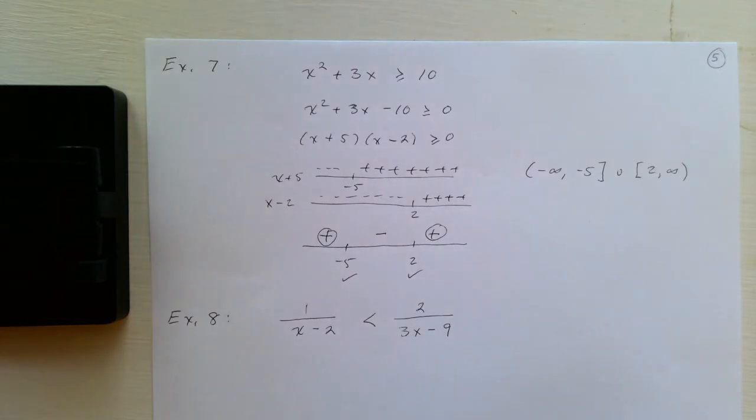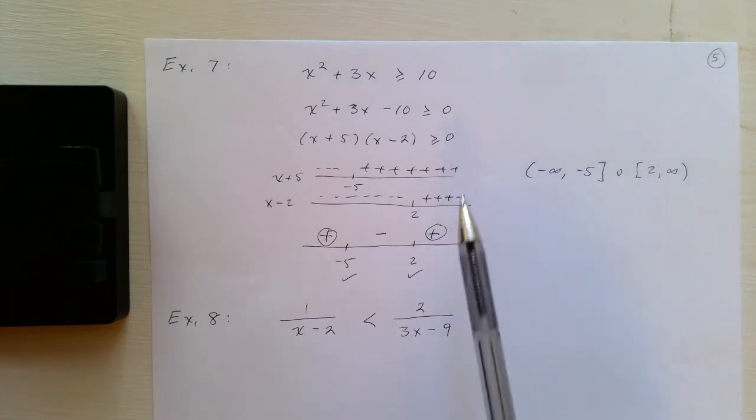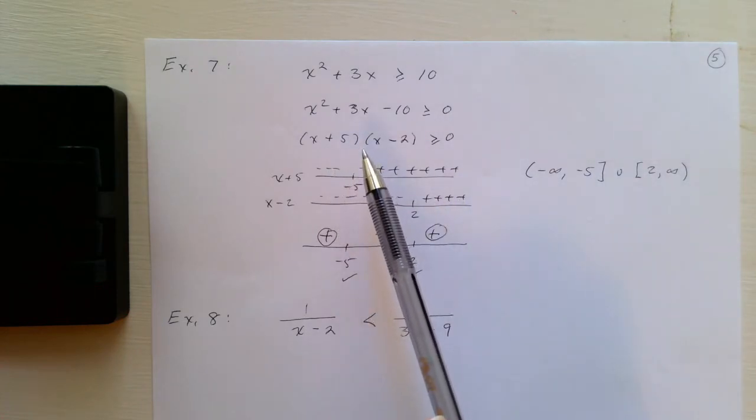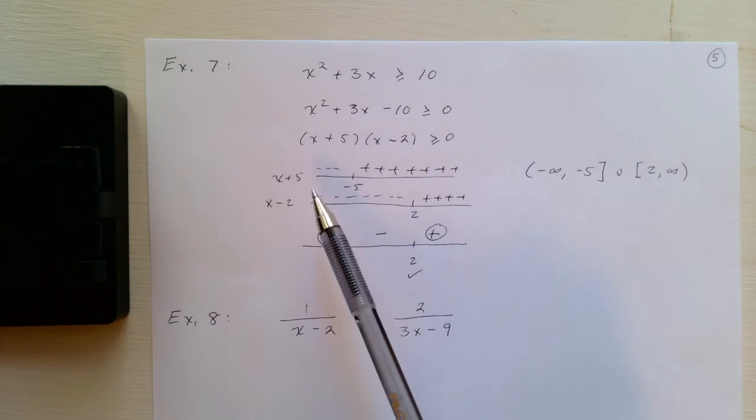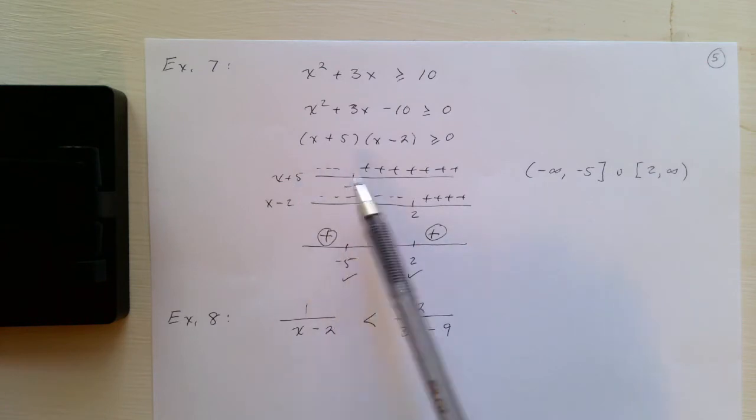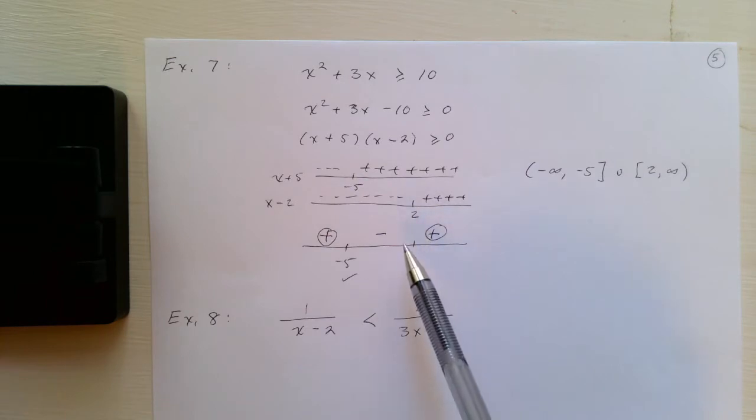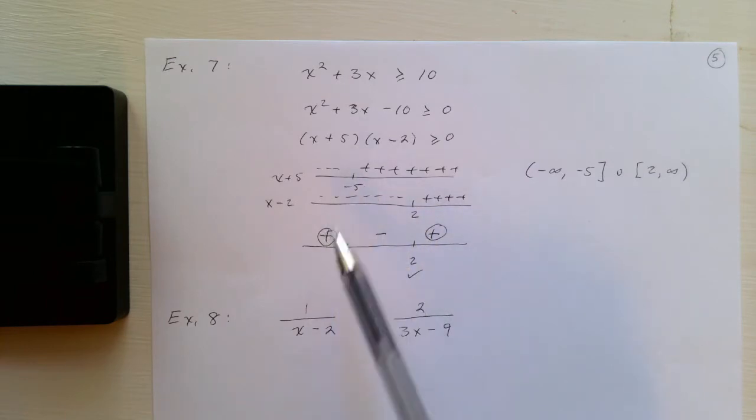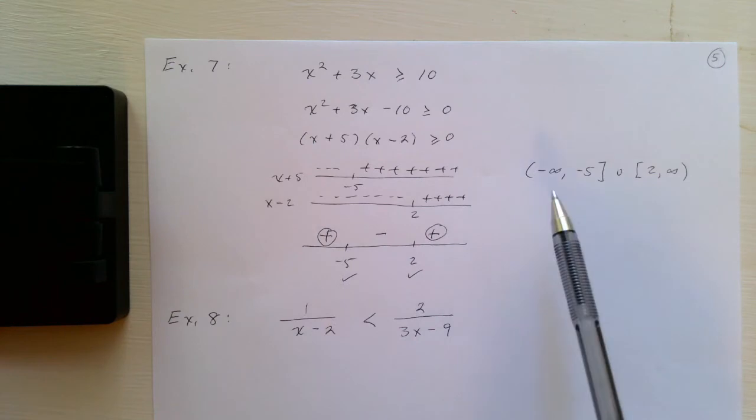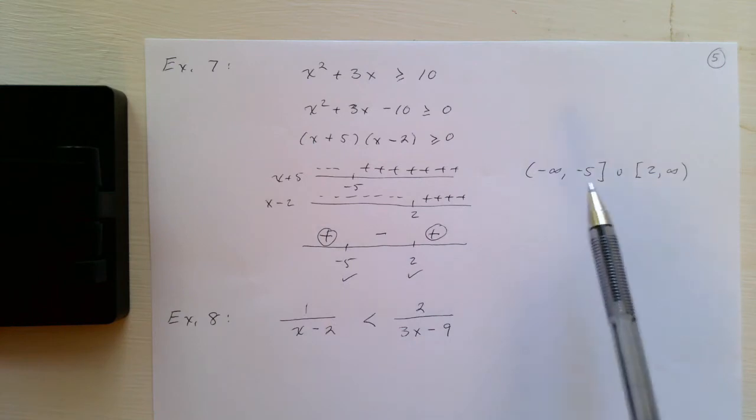All right, and here's our work all of a sudden. And hopefully you factored this correctly as x plus 5 times x minus 2. Both these factors go from negative to positive. We're first at negative 5, second at 2, and we can see that this product will be positive when x is less than or equal to negative 5 or greater than or equal to 2.